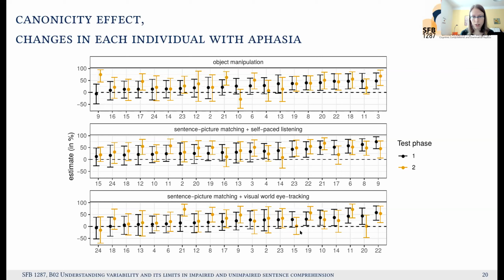However, for example, when we look at participant 15, we see a shift towards 0 in the retest phase. So there seem to be more unsystematic changes also at the individual level between our participants. And when we compare the 3 different tasks, we can also see that the changes are more unsystematic within the participants.